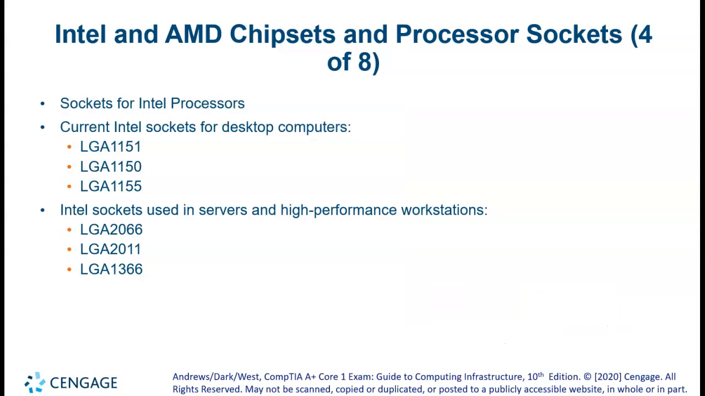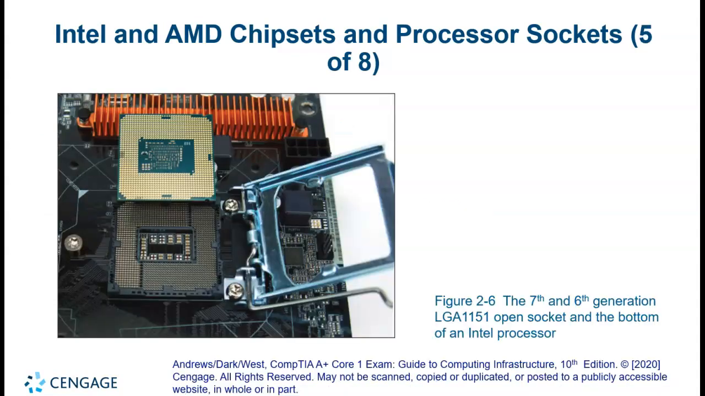Sockets for the Intel processors: current Intel sockets for desktop computers are LGA 1151, 1150, and 1155. Intel sockets used in servers and high-performance workstations: 2066, 2011, and 1366. The 7th and 6th generation LGA 1150 open socket and the bottom of the Intel processor. This is the ZIF right here.